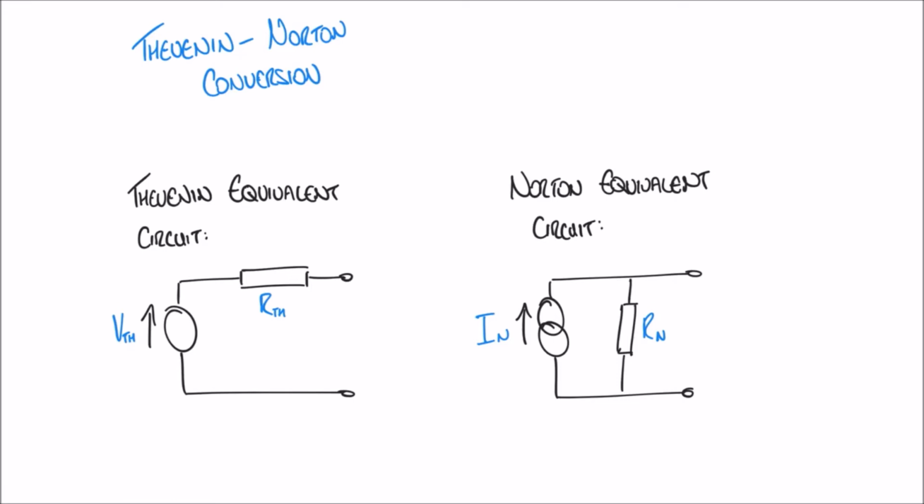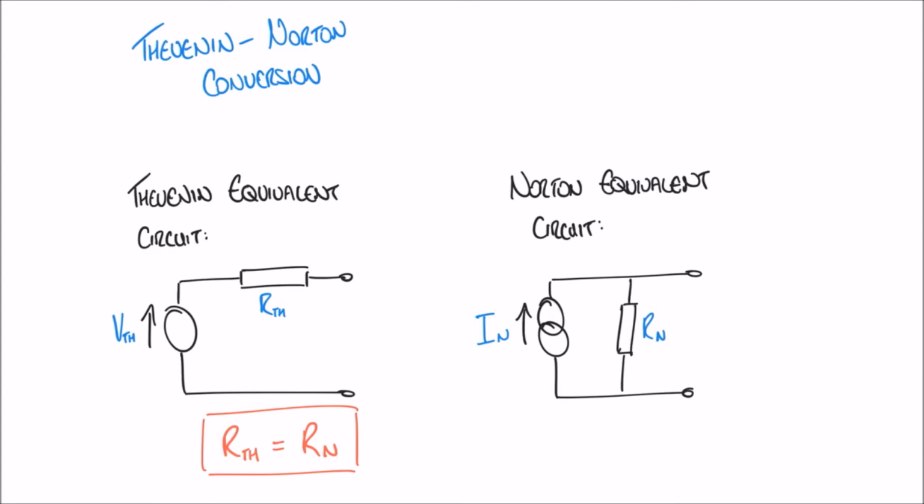So the first thing to note when we're converting from one to the other is we can say that RTH, the Thevenin resistance, is equal to RN, the Norton resistance. The two quantities are actually calculated in the same way, and they should be equal to one another.